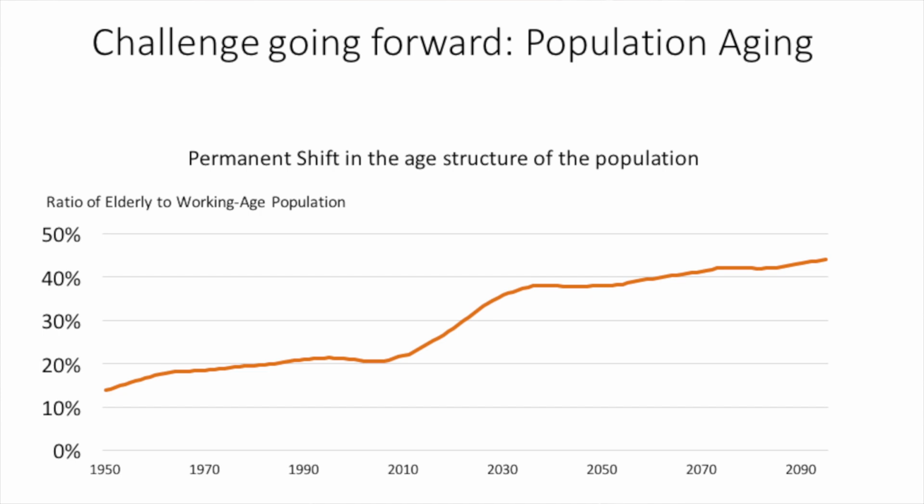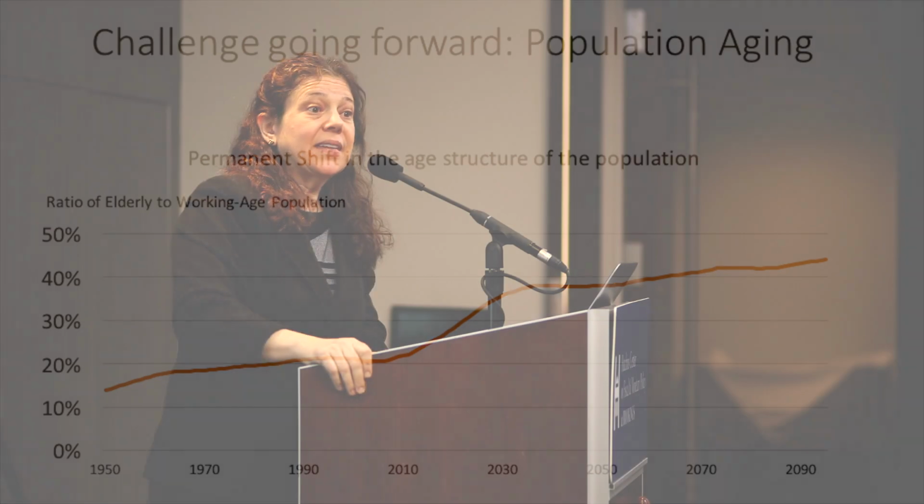Then it starts increasing a little bit over time. Does anybody know why this ratio of elderly to working age population is going through such a big increase right now? Yes, it's the retirement of the baby boom generation. Now, if the baby boomers are going to retire, does that mean this is going to come back down again once they're all retired? No, why not?